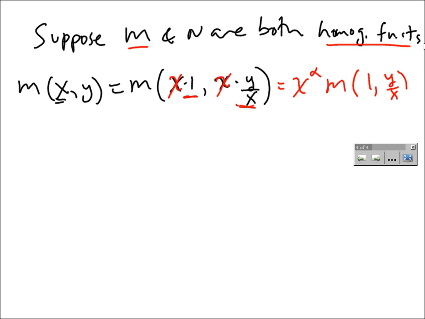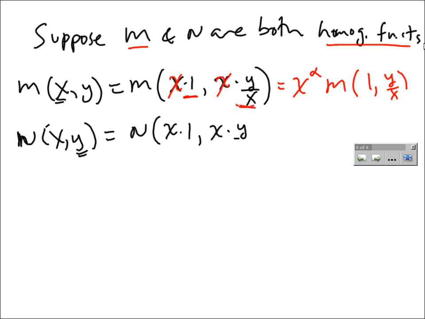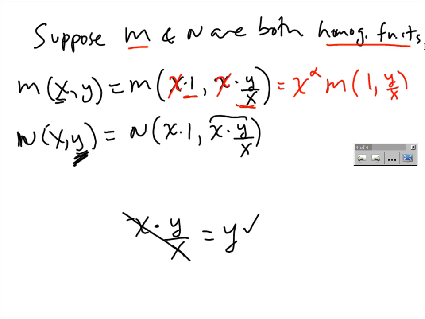And the same game with n. You have n of x, y. Well, that's n of x times 1 comma the y, which I'll think of as x times y over x. Just in case you didn't see it, these x's cancel out, and you do get back y. We should get back y, and that's exactly what that product is.